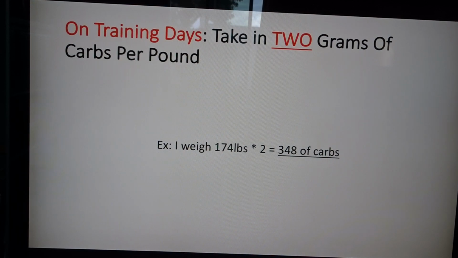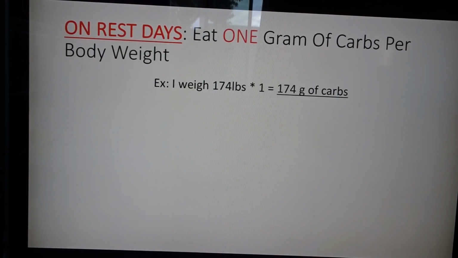Now, I weigh 174 pounds. I multiply it times 2, I get 348. All right, this part right here, you don't really have to do right now, because on rest days, hold on, let me explain this real quick first. On rest days, eat 1 gram of carbs per body weight. Example, I weigh 174 times 1. Obviously, it's 174, simple math.